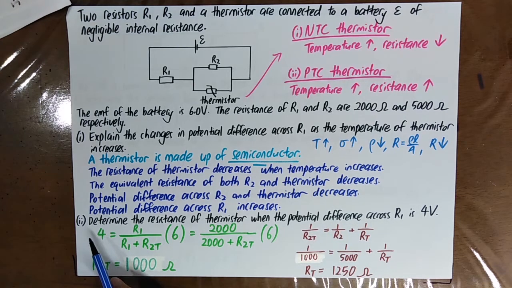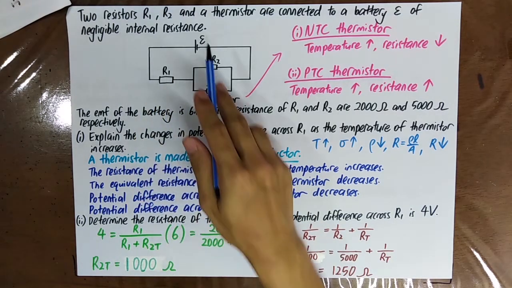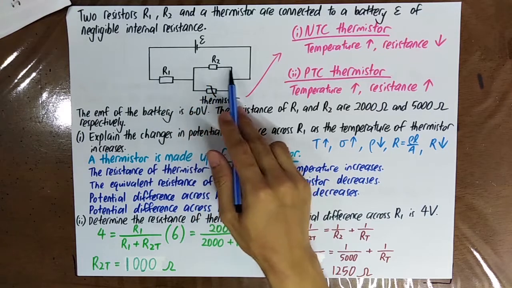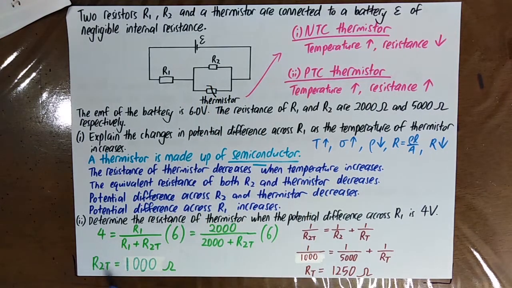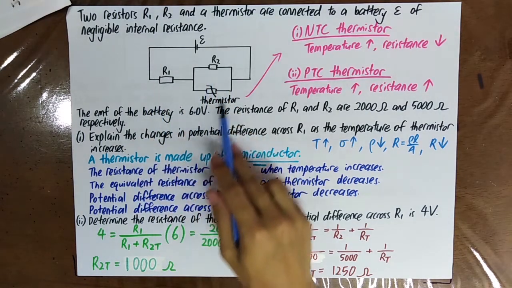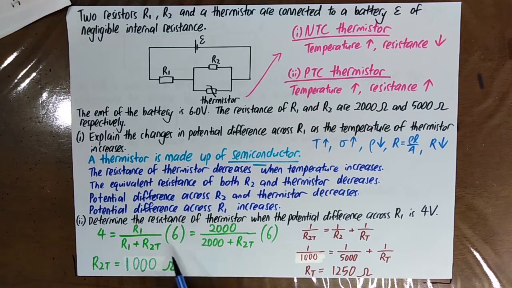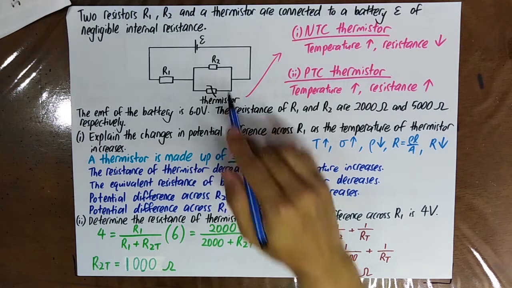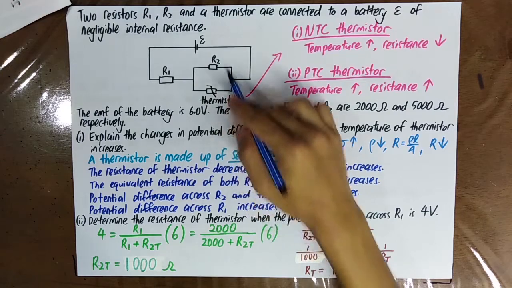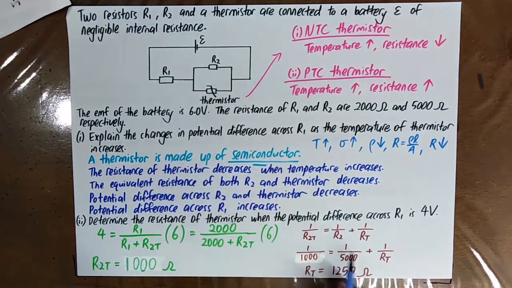Okay? So determine the resistance of thermistor when the potential difference across R1 is 4 volt. This is 6 volt. This is 4 volt. So here is 2 volt. Okay? Or you can use the equations for the potential divider. That is 4 equal to R1 over R1 plus the equivalent resistance here, which is R2T times 6. Okay? And then you can solve for R2T. And then you know that the equivalent resistance of here is 1000 ohm. So 1 over 1000 is equal to 1 over 5000 plus 1 over resistance of the thermistor RT. Okay, therefore you can find the resistance of the thermistor.